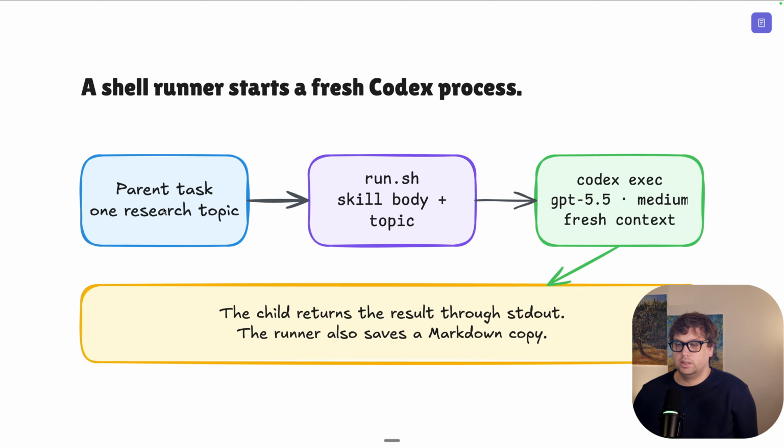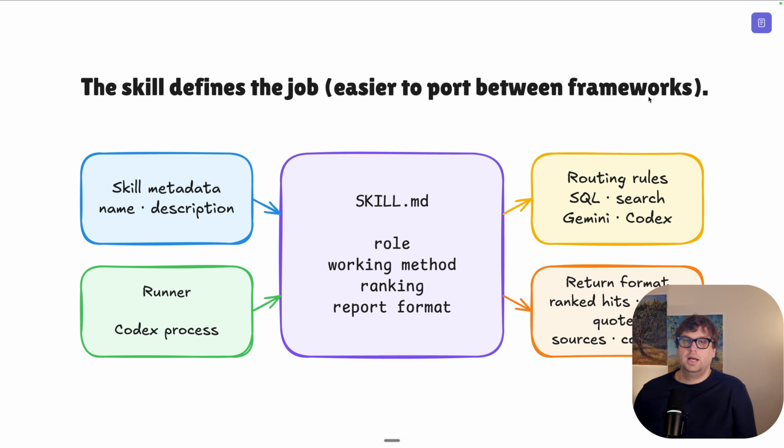The way it works, so I have a parent task. It has an agent skill, which has a run.sh, which kicks off the subagent. Right now it was GPT 5.5 medium because 5.6 just came out. I'll probably change it to that. The subagent is going to return the result through standard out, and it also saves a markdown copy, which I can use as context or just reference later. I define this as an agent skill because it's easier to port between frameworks.